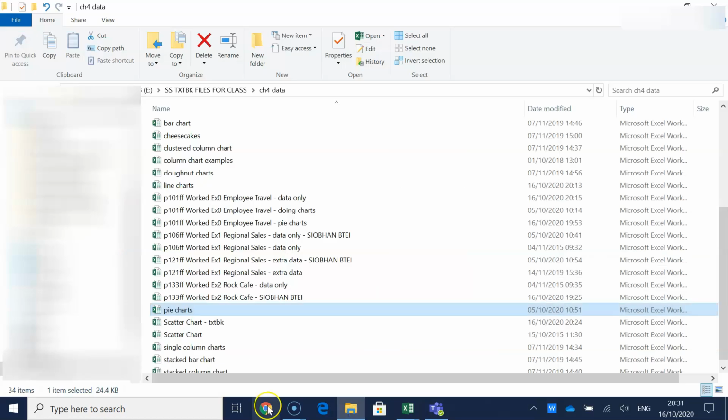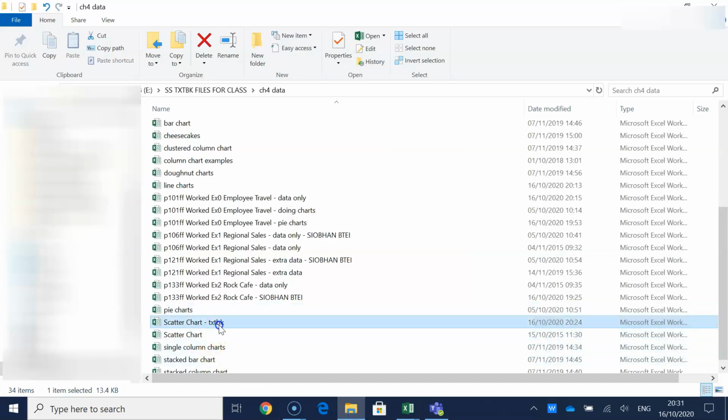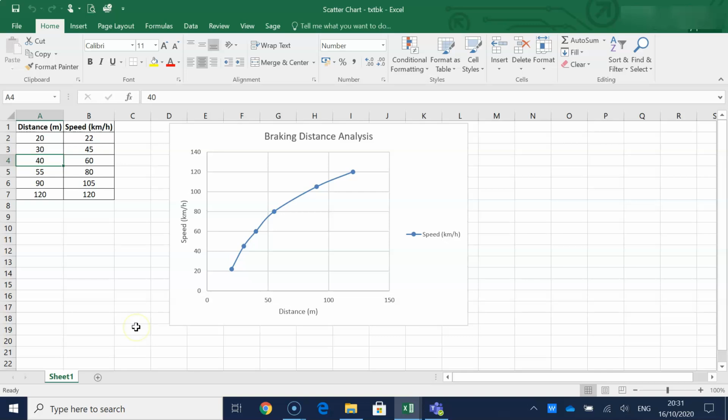Scatter chart. A scatter chart shows the relationship between two variables. The example in figure 4.9 shows the relationship between speed and braking distance. So that's the braking distance and that's the speed up the side. At higher speeds, a greater distance is travelled before a car stops completely. Scatter charts are commonly used to show the results of scientific tests.